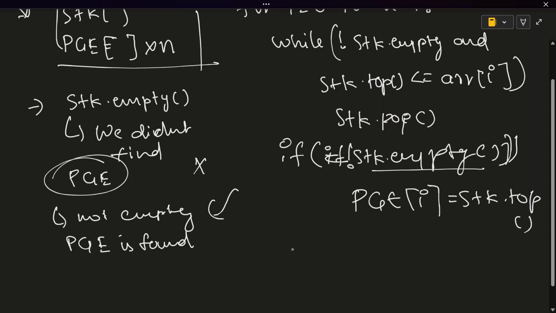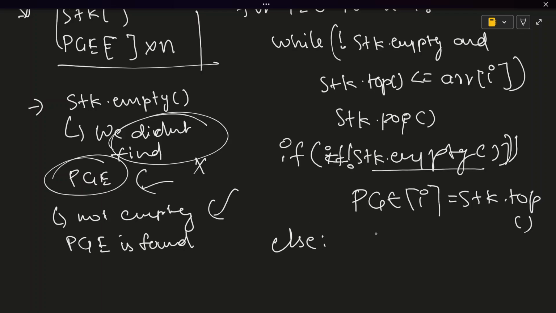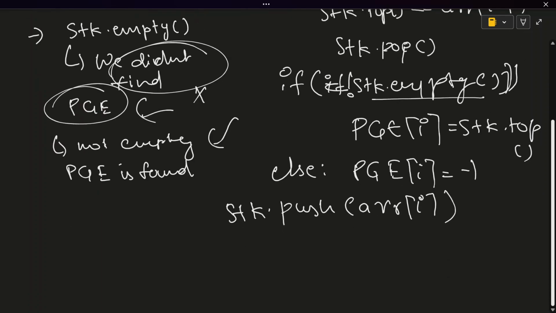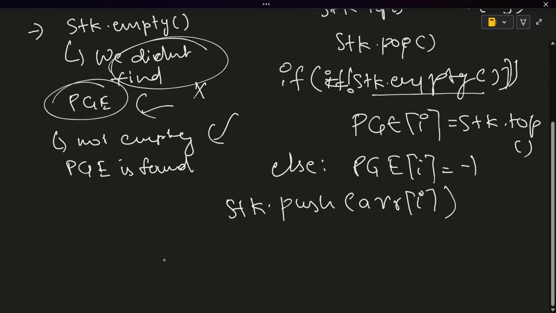Else, our stack has become empty here. So if the stack has become empty, we didn't find the PGE, right? So PGE of i is -1 here. After all this, we need to push the current element, right? We push it to the stack, this array of i, and we move to the next one. After all this, we can just return the previous greater element array.